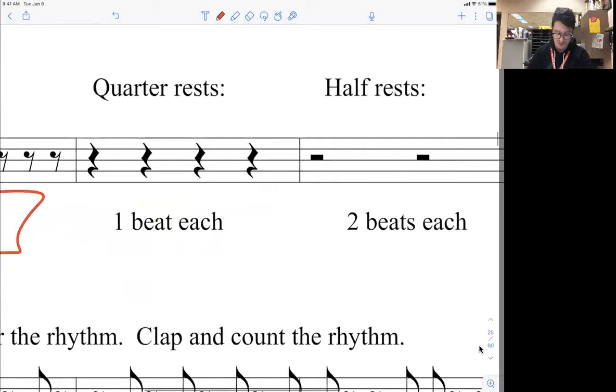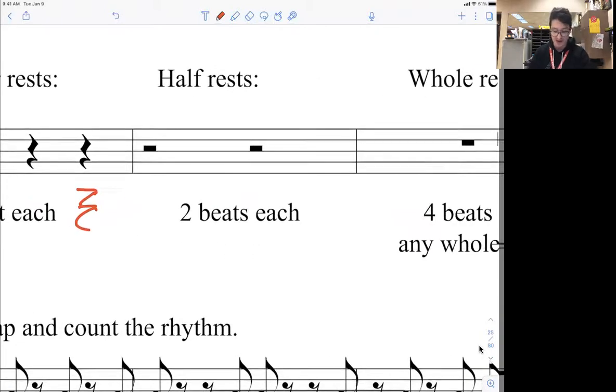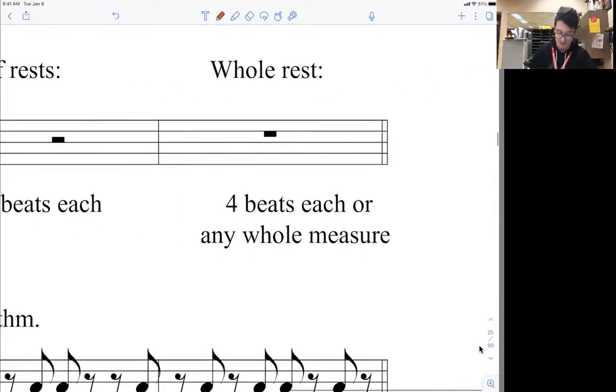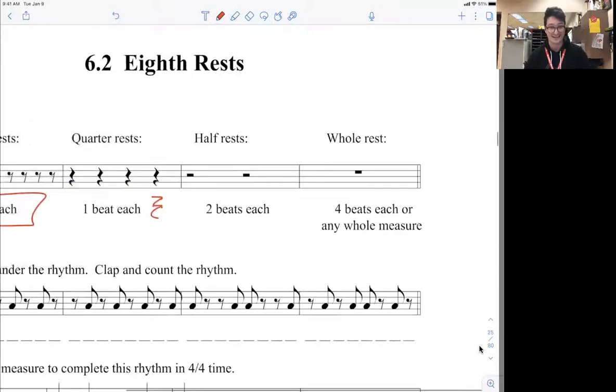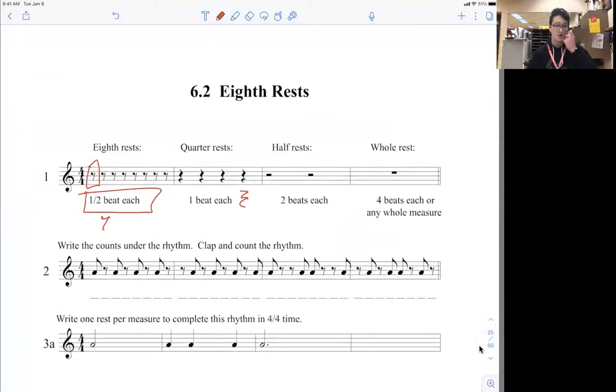Our quarter rests, remember, we're doing a quick review. Those look like a Z with a C on them. That's cursive. Then our top hat is our half rest. Our hole in the ground is our whole rest, and that gets 4 beats, okay? So write the counts under the rhythm.